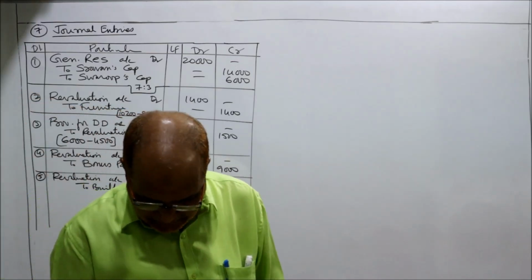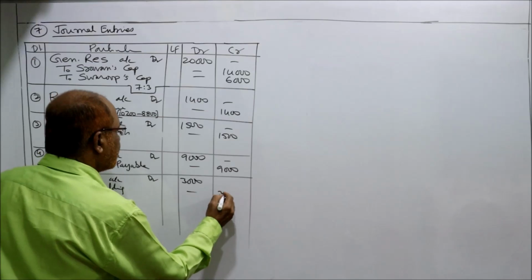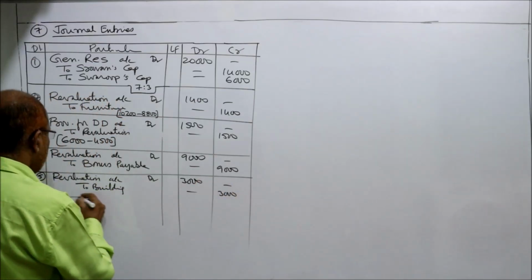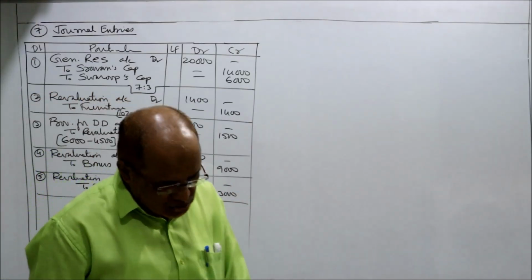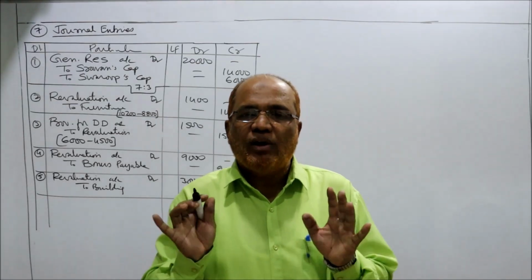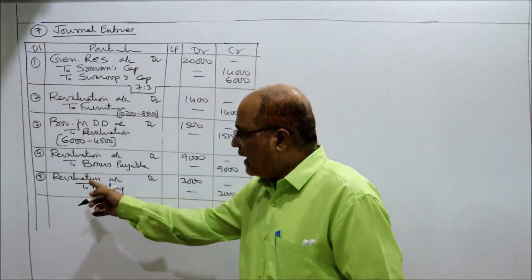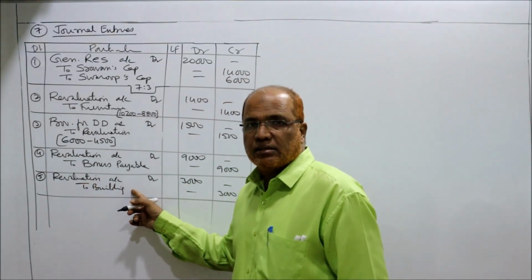Revaluation account debit to building account 3,000, being the value of building decreased. So we have adjusted all. Now the only thing is we have to find out whether there is profit or loss on revaluation.